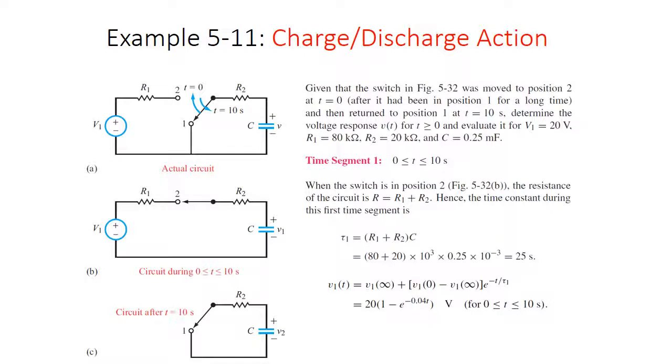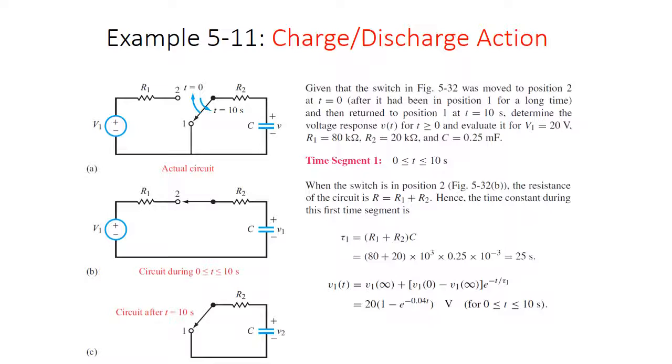So for our next example, we're going to look at example 5.11, a charge and discharge action circuit. What we've got up here in A is another circuit with a single source, V1, and we've got R1 and R2 and our capacitor. What this is going to do is charge the circuit from position 1 to 2, and then we're going to have a discharge after 10 seconds. So let's read the problem.